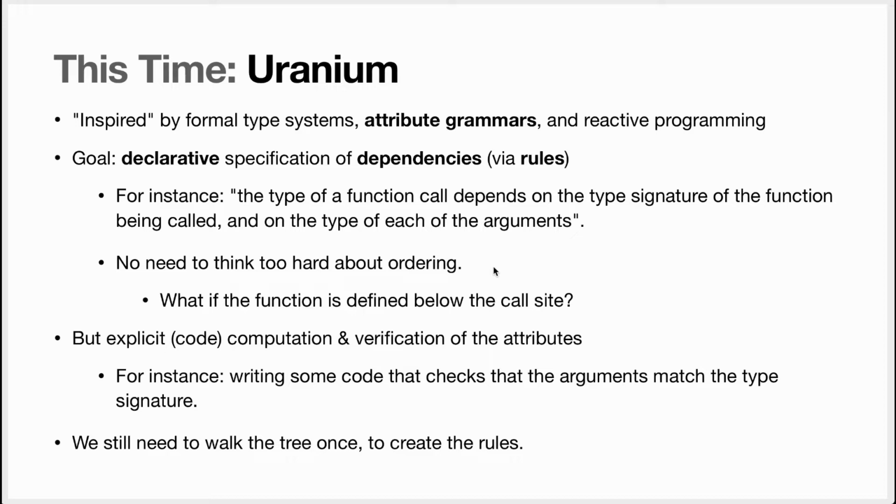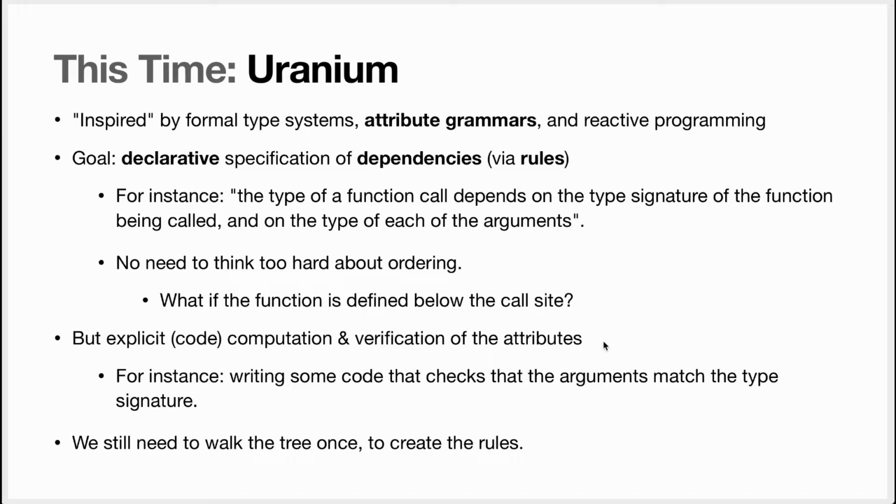So for instance, I don't want to think about the definition of the function being after the call site. If it's defined below it, I might not have seen it yet. So I need to think about how I ordered this thing, and I don't want to do that. So Uranium lets you avoid thinking about that, at least thinking about that too much.